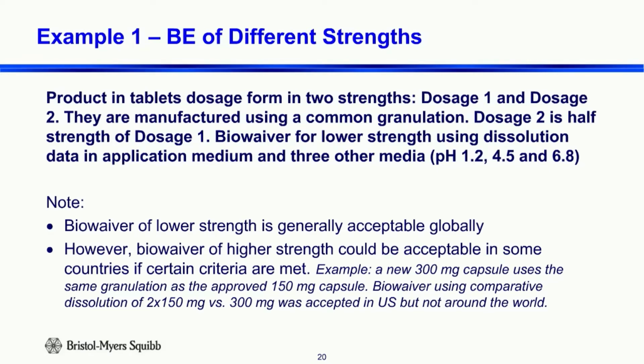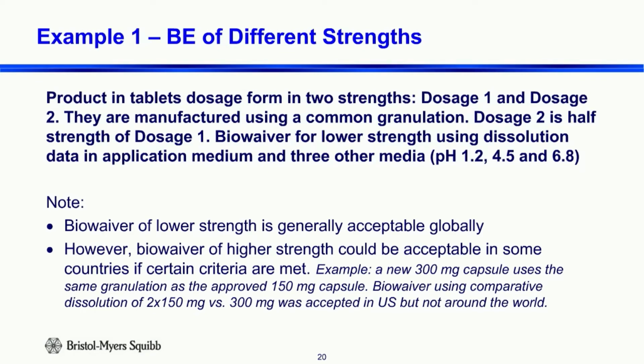So for an additional strength, Biowaiver is possible, especially for lower strength. Some of the regulation actually specifies that Biowaiver only applies for lower strengths. That really requires a multi-media dissolution test. So it's basically the 3 compendial pH and also your QC method.